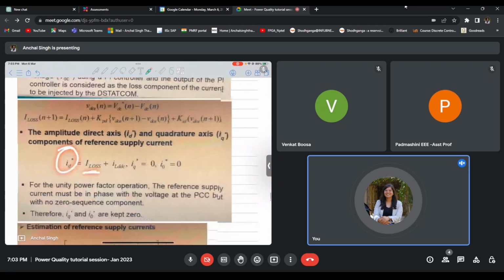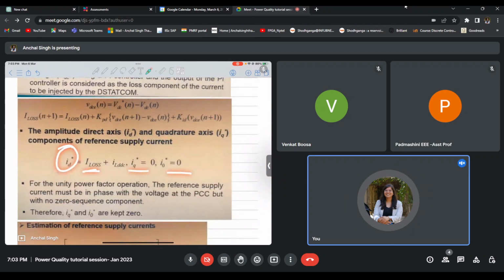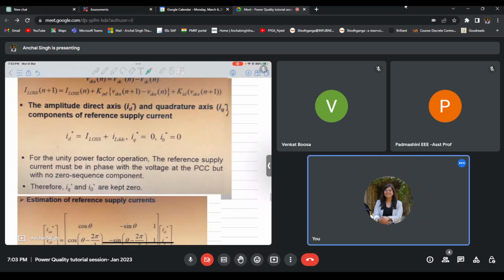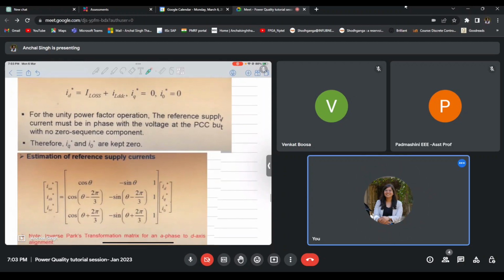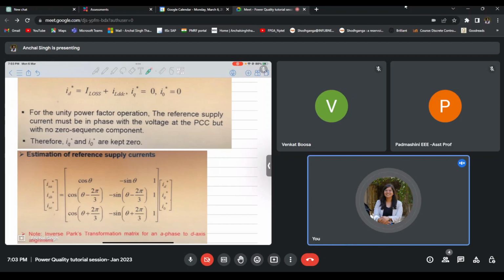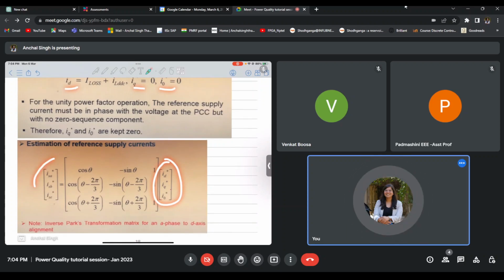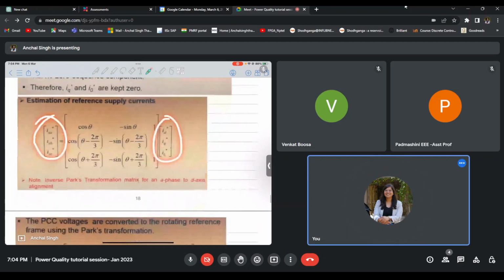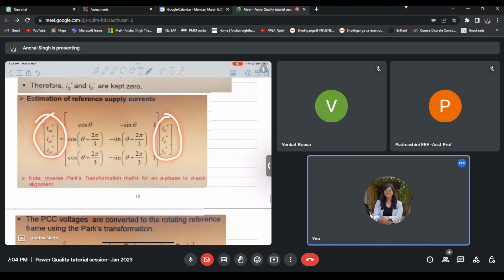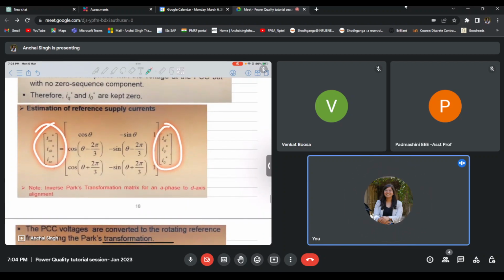And for power factor correction, IQ star and I0 star will be set as 0. Similarly, now I have ID star, IQ star, and I0 star. From that, using inverse Park transformation, I can obtain the reference supply currents. And using these reference supply currents, I can obtain the gating pulses for my D-STATCOM. Now this was for the D-STATCOM design.